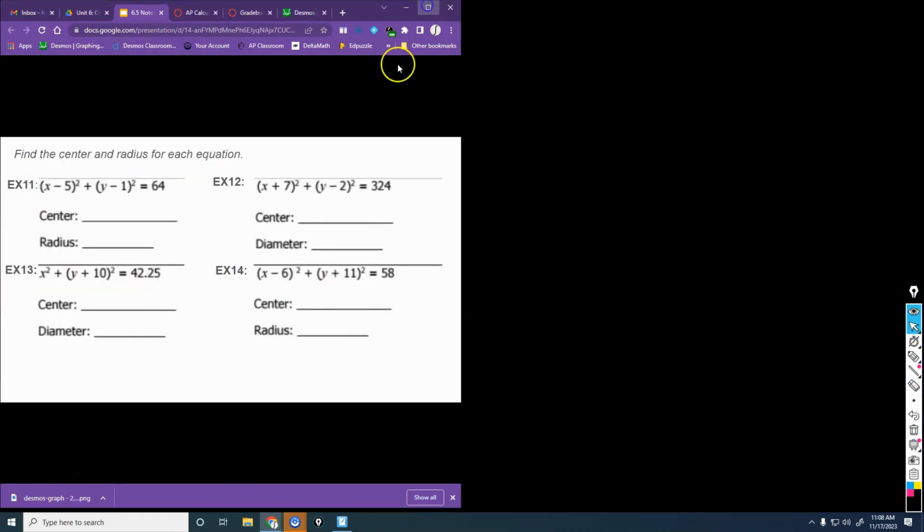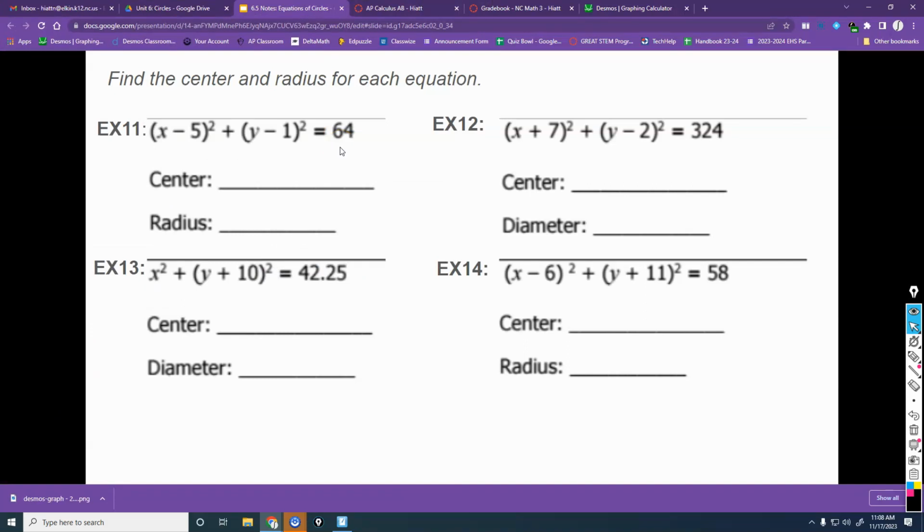If we just look at a couple of these, this is just working backwards, finding the center and radius. So if I'm asked for the center and radius of number 11, 5, 1 is my center, radius is 8, because 64 squared is 8. You can take the square root of 64 to figure that out.